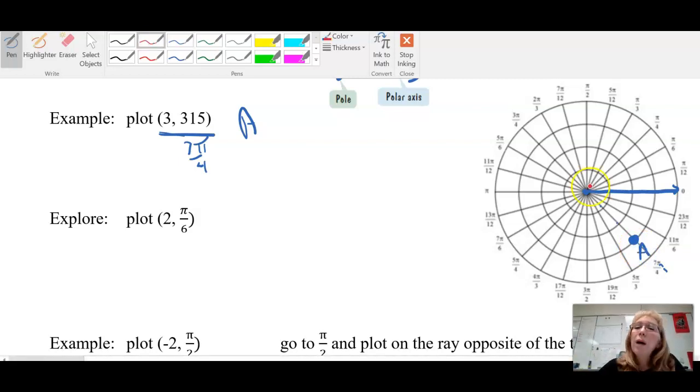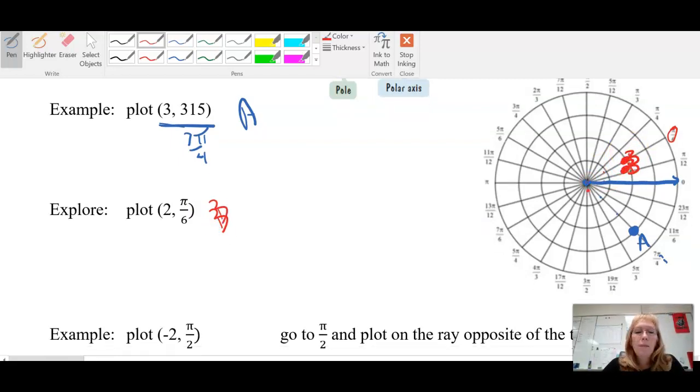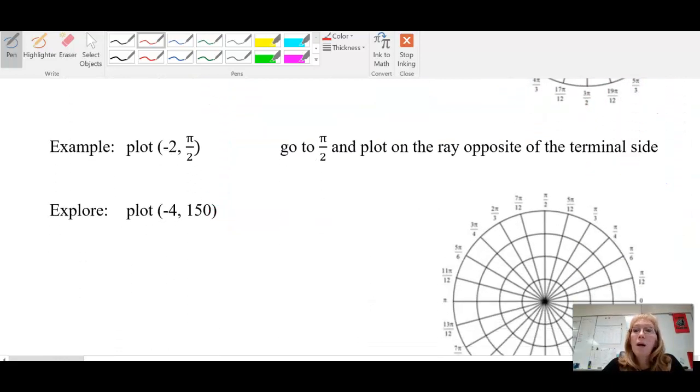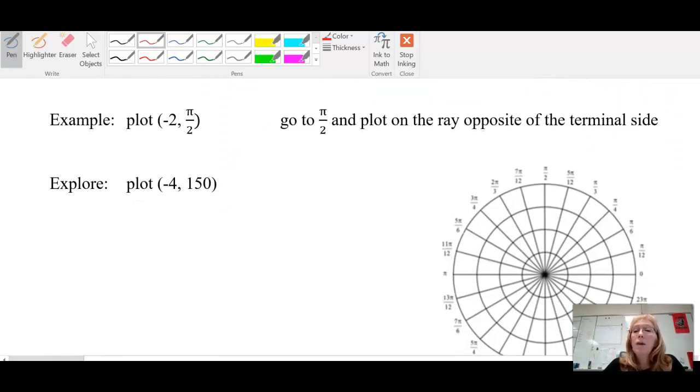You should have went to pi over 6, which is here. You should have started at your pole and went out 2. And right there, so if this was B, this is that point. Okay, next we have to learn how to plot negative, and we'll do negative angles also.